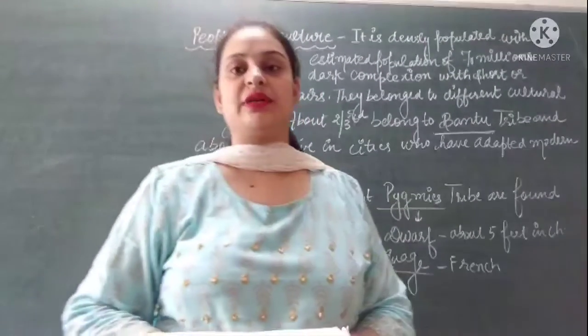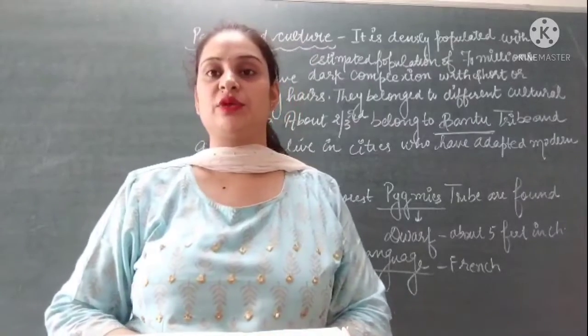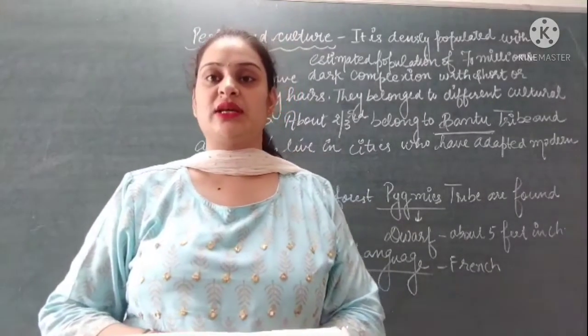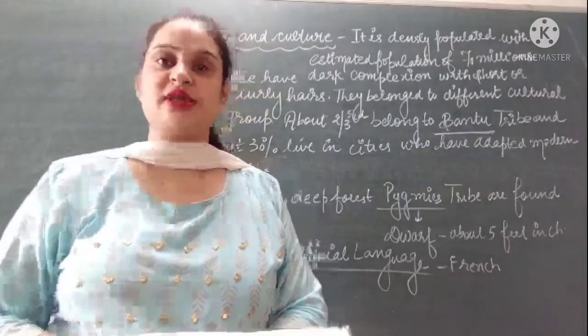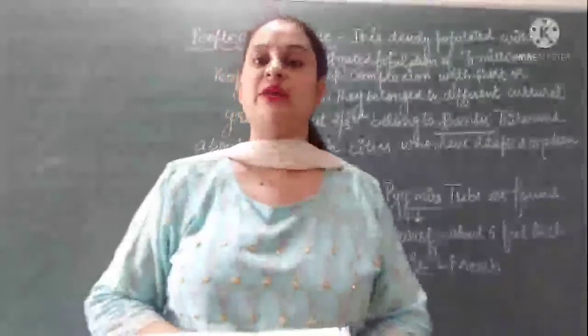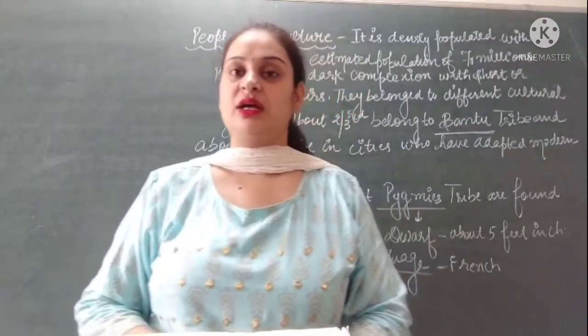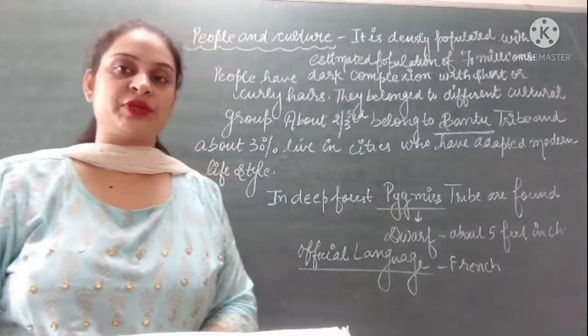Then we discussed what type of vegetation is found here, as we know that the amount of forest is so much here, also known as dense forest. Then we discussed the different types of agriculture practices performed here. So now we are beginning with the last topics of our chapter.